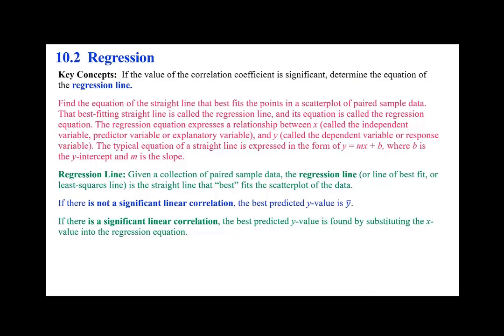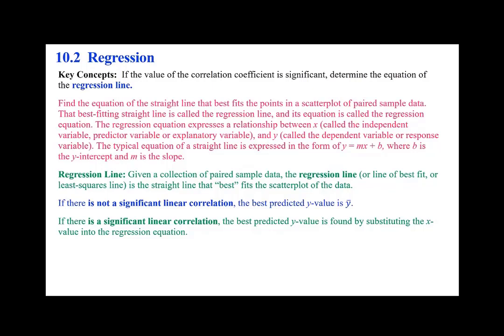If there is not a significant linear correlation, the best predicted y value is y bar. If there is a significant linear correlation, the best predicted y value is found by substituting the x value into the regression equation. So we come up with the regression line. We normally come up with the regression line if the correlation is strong, in which case, if they give us an x, we put it into that and we come up with the y value. That is the prediction, if you will.